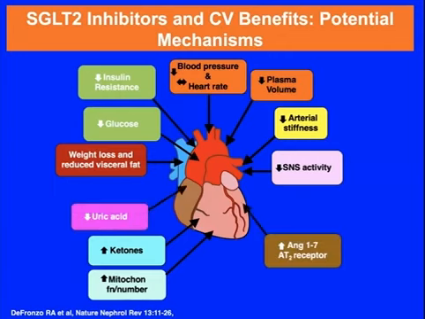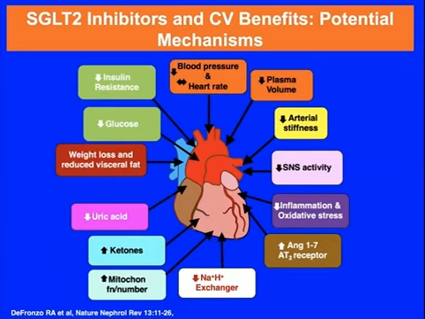You get an increase in Ang-1,7, which is the protective angiotensin, not angiotensin 2, which is the bad angiotensin. These drugs decrease inflammation and oxidative stress. They block the sodium proton exchanger, decreasing intramyocardial sodium concentration. And then an interesting publication suggested that at least half of the benefit in terms of cardiovascular disease might be due to the increase in hematocrit that occurs by stimulation of erythropoietin.